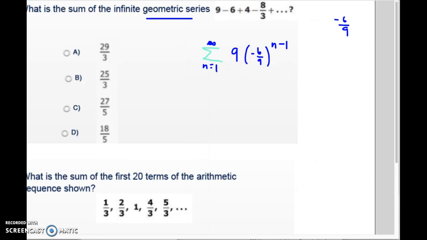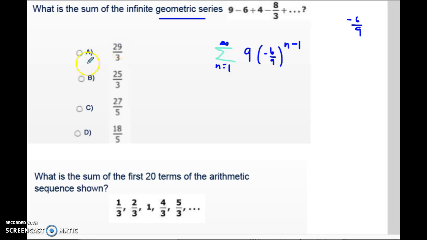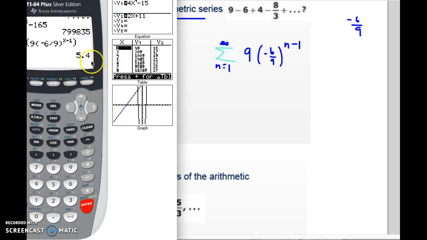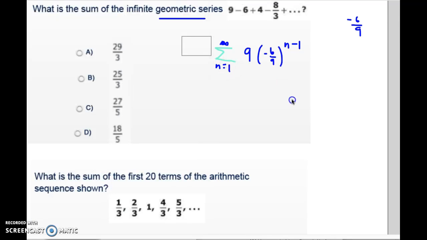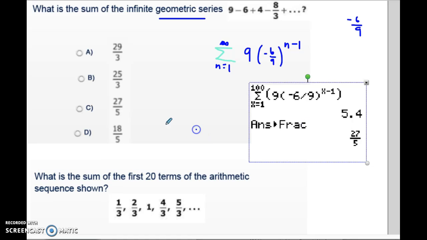All right, so I just dragged. Okay, so you guys saw it would have been a 5.4. If we go ahead and we hit math, enter, enter there, we get a 27/5. So that's another little shortcut you can use. There is a formula for it on your formula sheet, but when we have the infinity up here, you just have to plug in a 100.